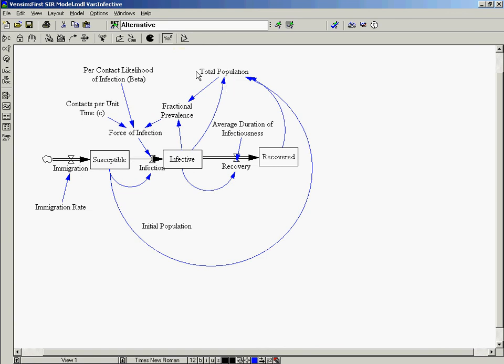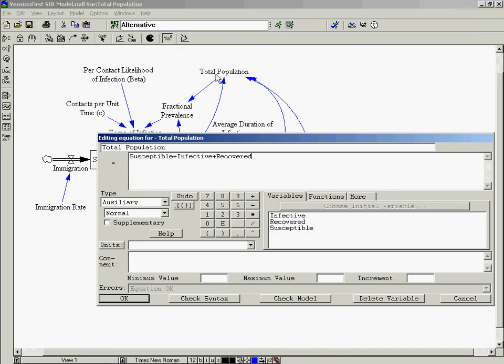What do you think it means that total population here has an arrow from susceptible, has an arrow from infective, and an arrow from recovered? What does that mean that there's an arrow to it? Anyone want to guess? It depends. It depends on those things. What do you think the formula is for total population? Given that people are either susceptible, infected, or recovered in this model, it's a simplification of reality. It's just the sum of it. So if you go and click on it, susceptible plus infected plus recovered.